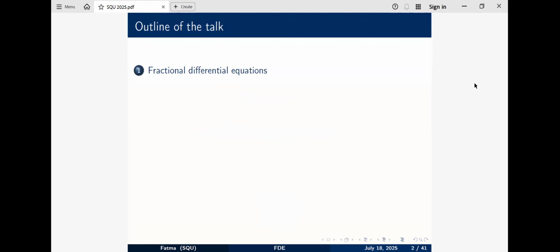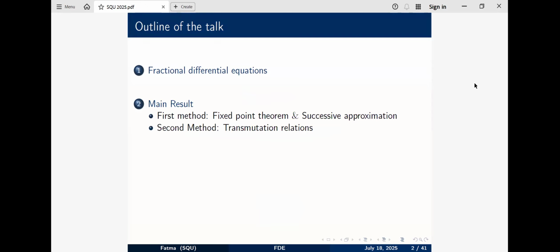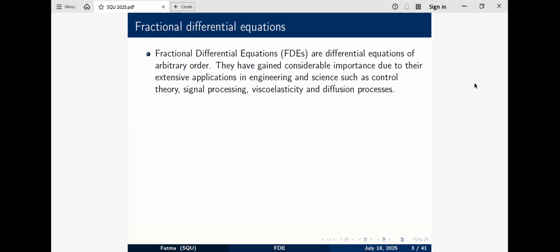Okay, here is the outline of my talk. First, I'll talk about fractional differential equations. Then the main results will be related to two methods for solving fractional differential equations involving variable coefficients. The first method is based on the fixed point theorem and the successive iteration method. For the second method, I'm going to use a transmutation relation for solving the equation. Then I will give examples for each method, and then I will end with a conclusion.